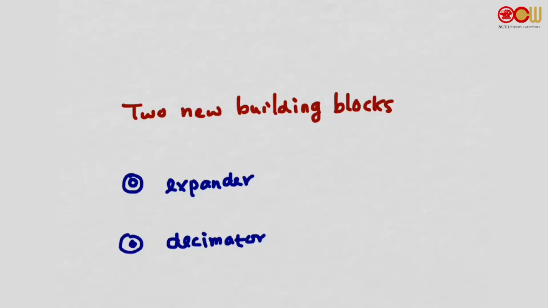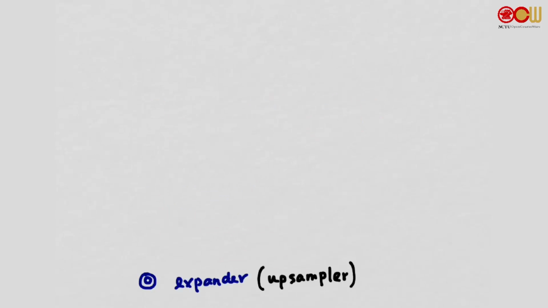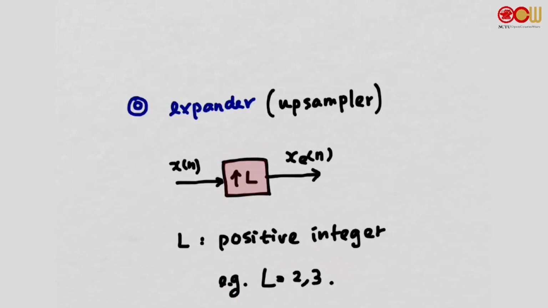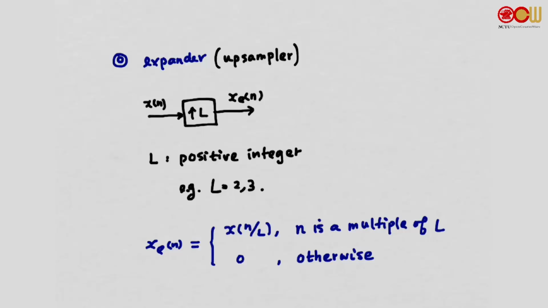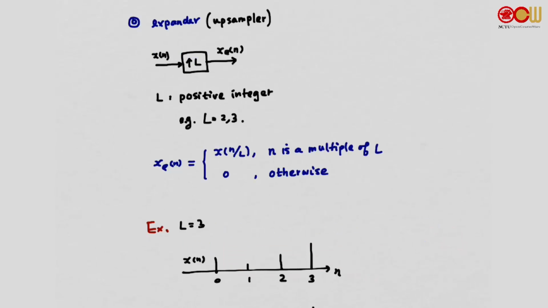To answer this question, we will introduce two new building blocks, the expander and the decimator. An expander is also called an upsampler. We have a box, and in the box we have an arrow pointing upward and an integer L. L is a positive integer, for example, L equals 2, L equals 3. And here's how the output is related to the input x. The output xE[n] is equal to x[n/L] when n is a multiple of L, and it's 0 otherwise.